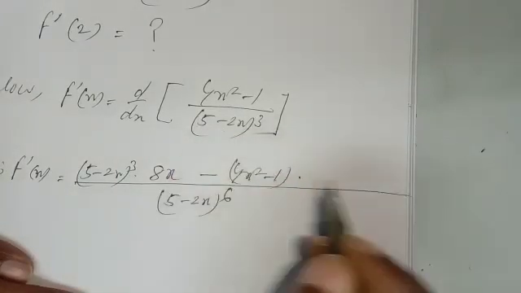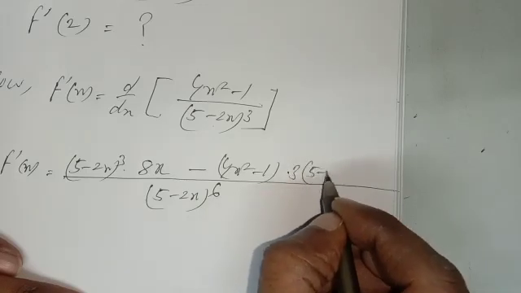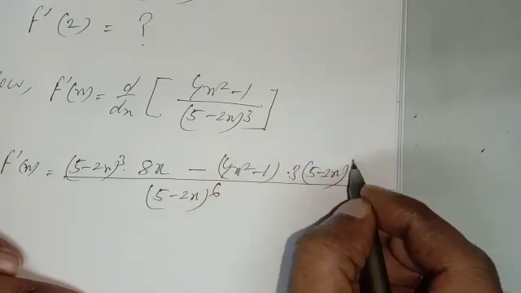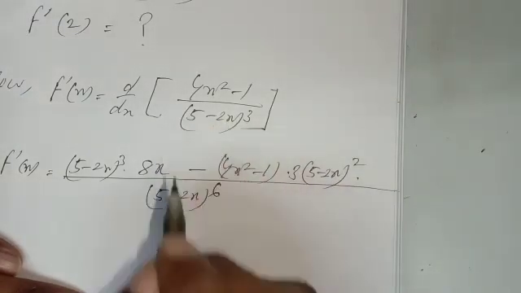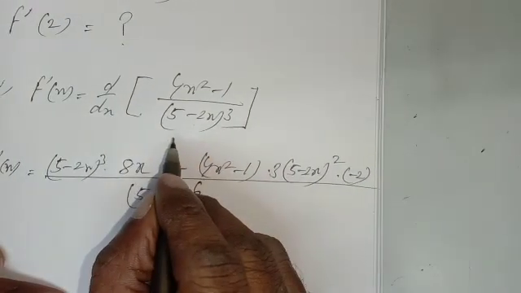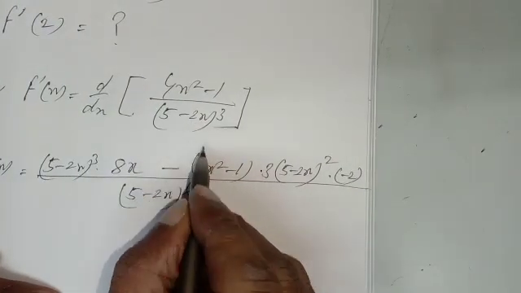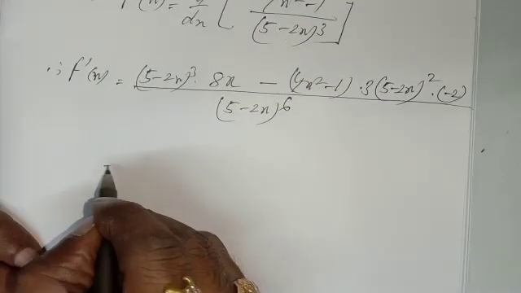What is the derivative of this one? This 3 will come here: 3 into (5 minus 2x) whole square, power will be 1 less. Again derivative of the inside part, that is 5 minus 2x, will be minus 2, because derivative of 5 is 0. Yes or no? Minus 2x, derivative is minus 2. Next you see how much you are getting.